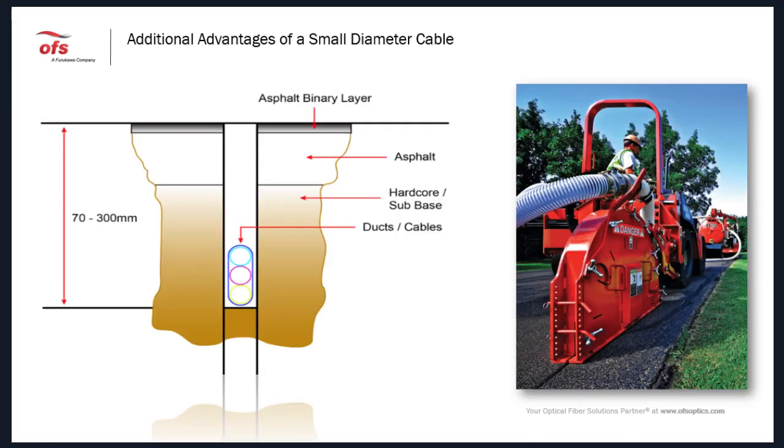The civil work is very easy as well. So you can see here the machine on the right side. This is what we call the nano trencher. It's 7 to 30 centimeters deep, and it's only 5 centimeters wide. So the civil work is very easy. It is done by machine and is not disruptive.